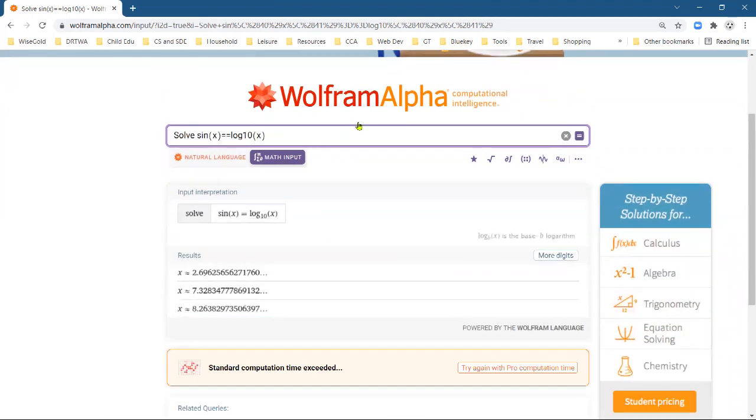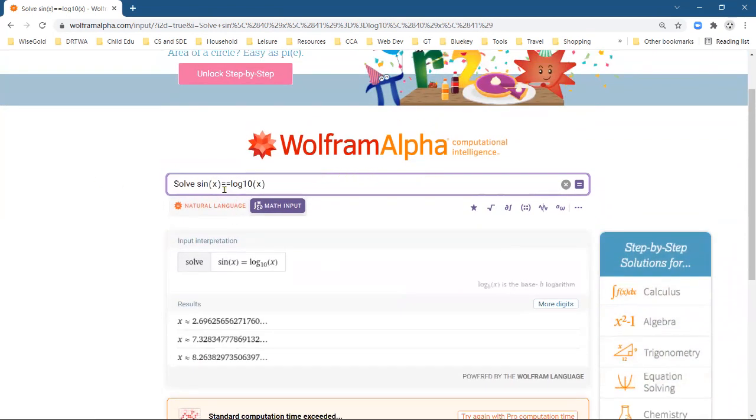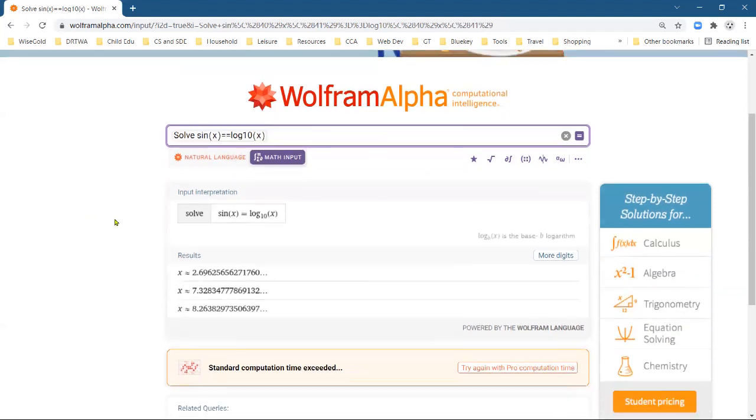Okay, so if you want to use Wolfram Alpha here, remember that if you want to solve an equation, you need to use a double equality sign instead of the equality sign, okay? And if we solve this equation, sine x equals log base 10 of x, as you can see here, there are three solutions of x, right?